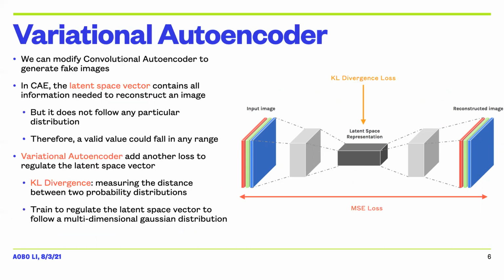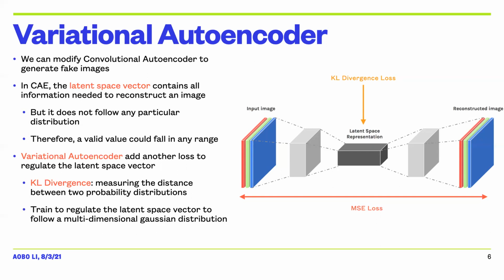The first generative model we will introduce is called the variational autoencoder. The idea is that we can modify the convolutional autoencoder to generate fake images using its decoder part. In the convolutional autoencoder, the latent space vector contains all the information you need to reconstruct the image. But unfortunately, it does not follow any particular distribution.